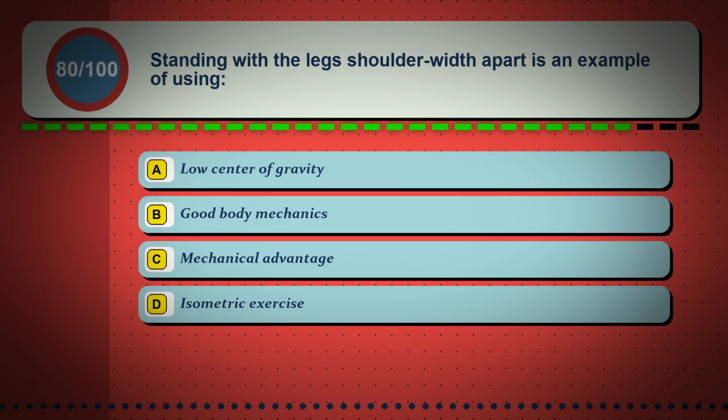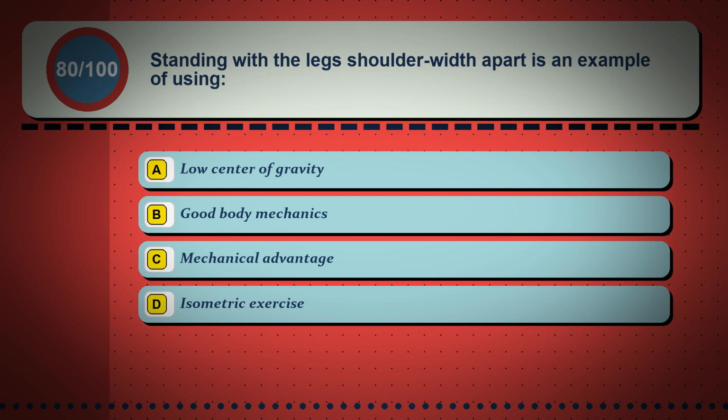Question 80. Standing with the legs shoulder-width apart is an example of using Option A, low center of gravity. Option B, good body mechanics. Option C, mechanical advantage. Option D, isometric exercise.